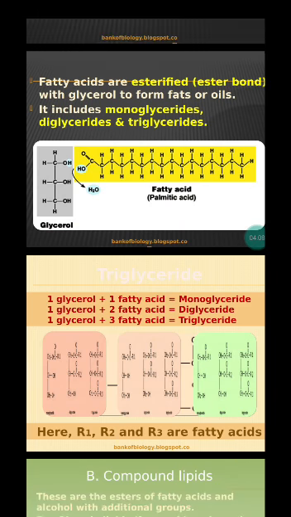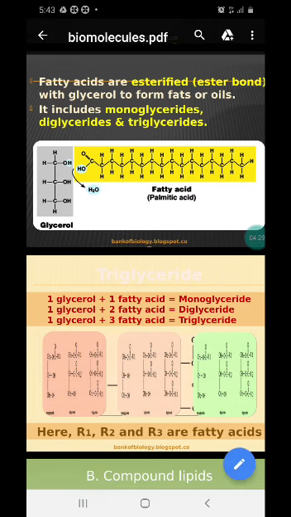Now it includes monoglycerides, diglycerides and triglycerides. You can see here, one glycerol plus one fatty acid is equal to a monoglyceride. One glycerol molecule with 2 fatty acid molecules gives rise to a diglyceride. One glycerol molecule plus 3 fatty acids gives a triglyceride. See the example here. One glycerol molecule added to fatty acids, like palmitic acid, gives a triglyceride.